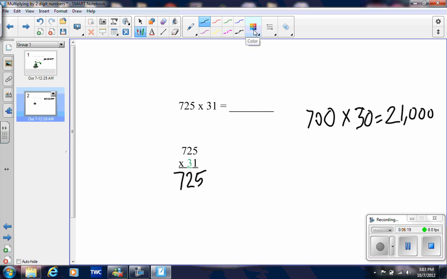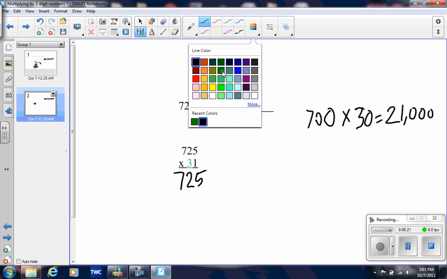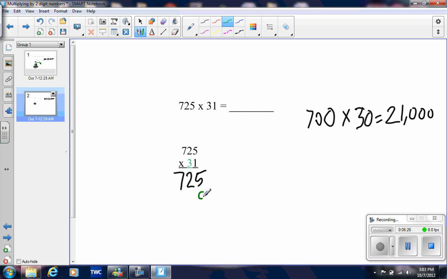Okay, I'll switch to a green pen. Put in that 0 because this is actually a 30. It's not a 3. Because it's in the tens place, so that's a 30 actually. When you multiply times 30, you always end in 0. 3 times 5 then is 15. 3 times 2 gives you 6, plus 1 more is 7. And then 3 times 7 is 21.